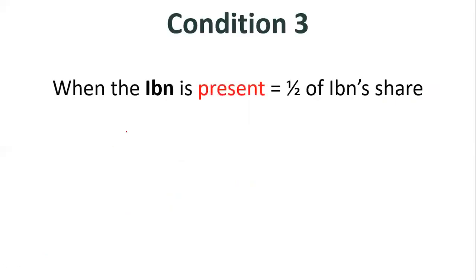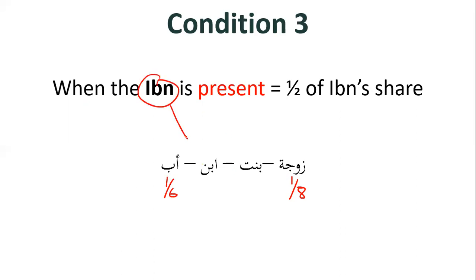Condition number 3, when the Ibn is present, then the Bint will receive half of the Ibn's share. The Bint will receive half of the Ibn's share. So let's take an example. Again, let's do the ones that we know already. We know that the Zawja will get 1/8. The Ab will receive 1/6 because the Ibn is present. Now over here, we can see that the Ibn is present.